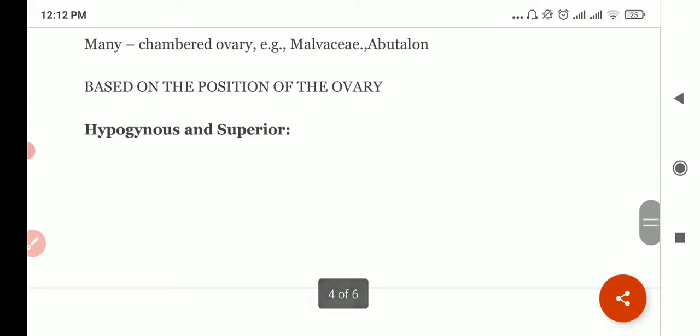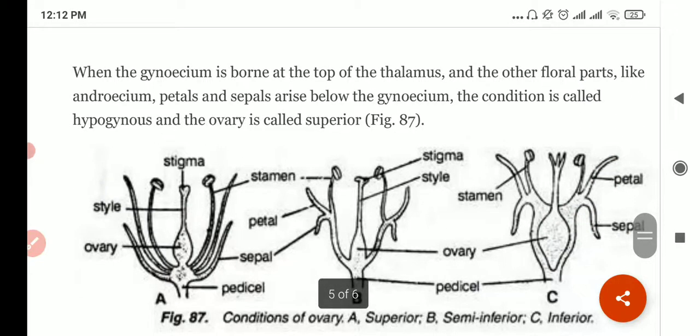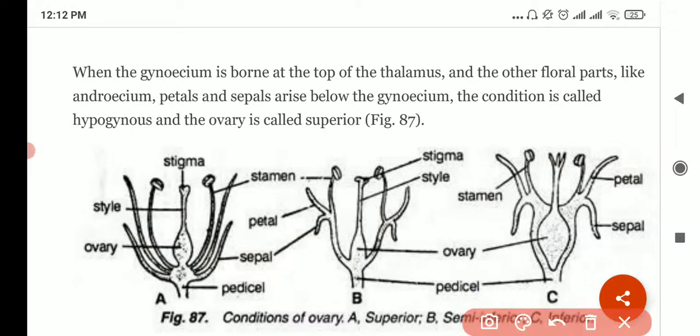So based on the position of the ovary, these words keep appearing. Hypogynous and superior, hypogynous, epigynous. Remember, in your class 12, you must have done this. When the gynoecium is at the top of the thalamus, and the other floral parts like the androecium, petals and sepals arise below the gynoecium, it is known as hypogynous and it's superior.